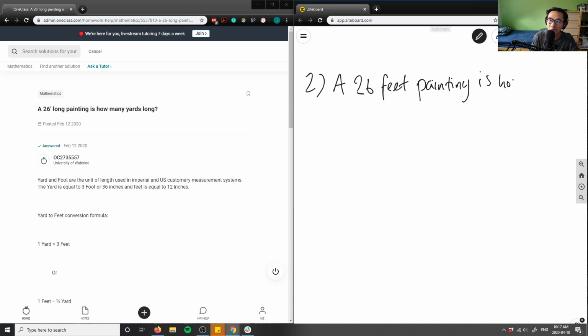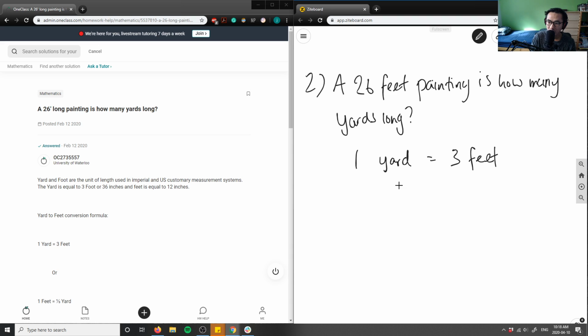is how many yards long? So again, take a minute by yourself and think about this problem. It's very similar to the problem that we had last question. So again, we're talking about this concept of pre-algebra measurement and unit conversions. And again, we're still in the imperial system. I'm going to give you a hint here. They actually give you a conversion formula here, but this is saying 1 yard equals 3 feet.